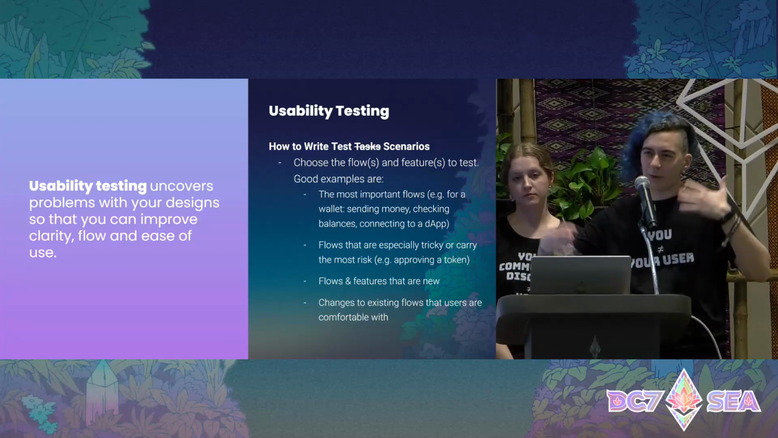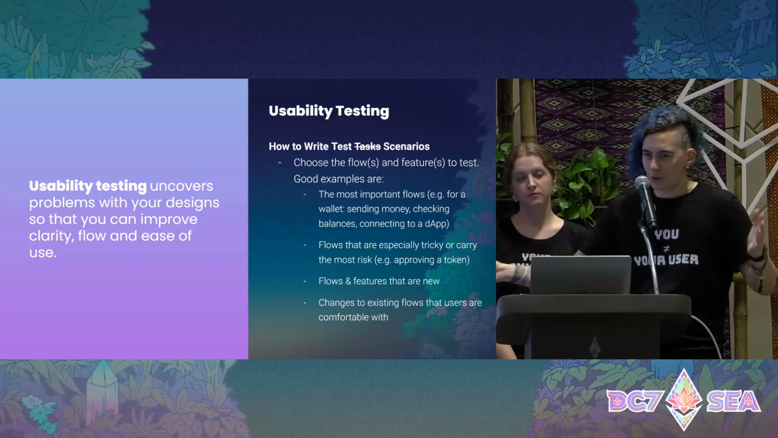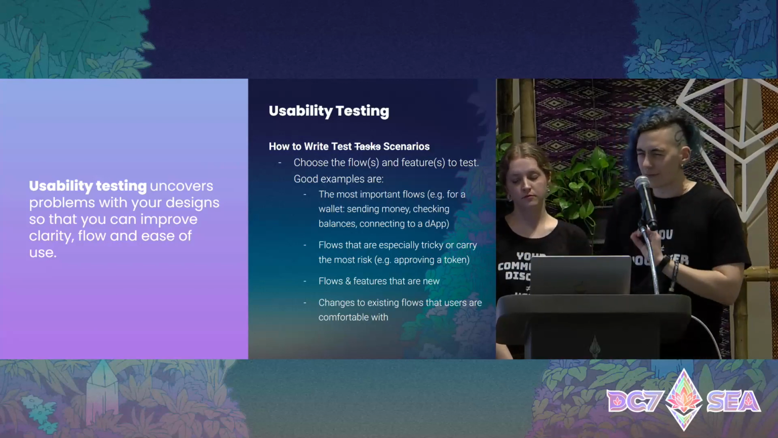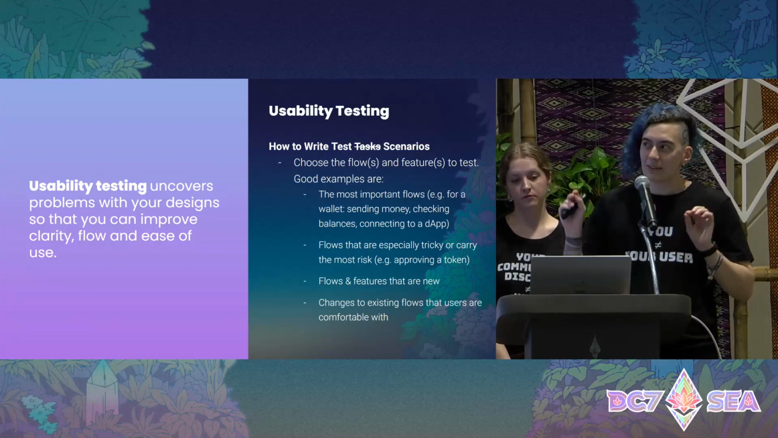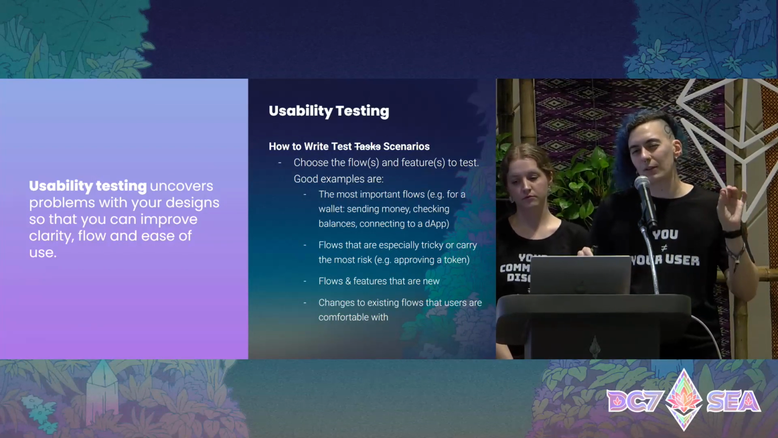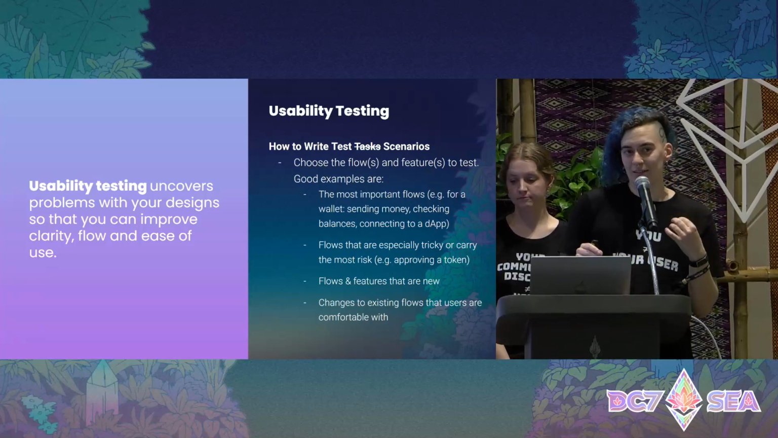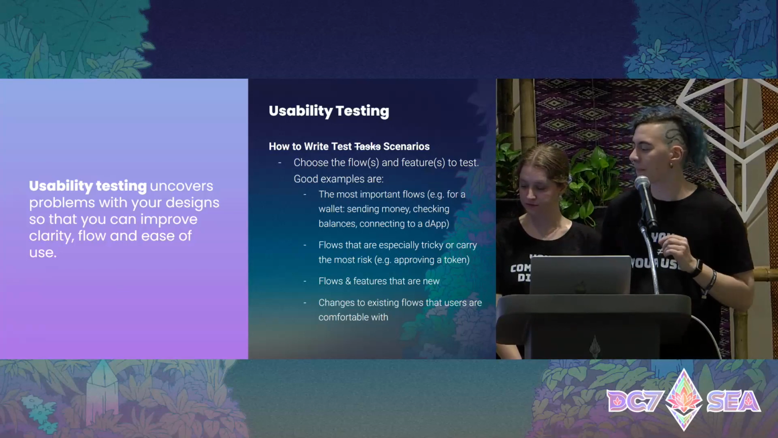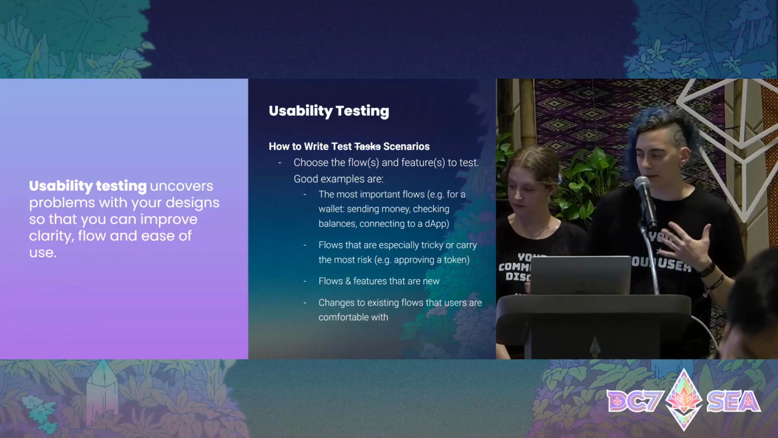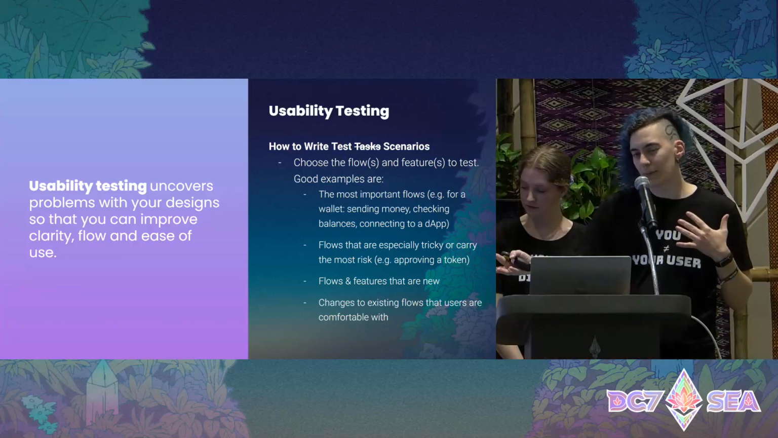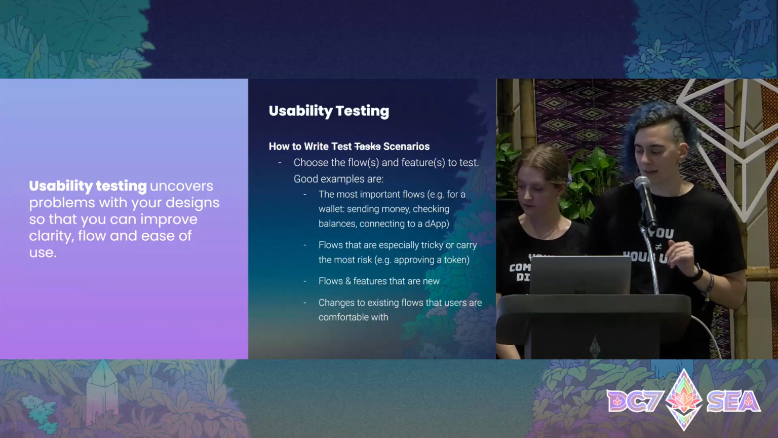It can be a flow or a feature that is new. So once you get into the rhythm of doing UX research, when there's a new feature coming up, that's a great moment to do the testing, because that way you uncover problems before the feature is implemented and you change the design in advance, so you save time. Or you can test changes to existing flows that users are already comfortable with, but it might be different, so you want to make sure that it stays comfortable for them.